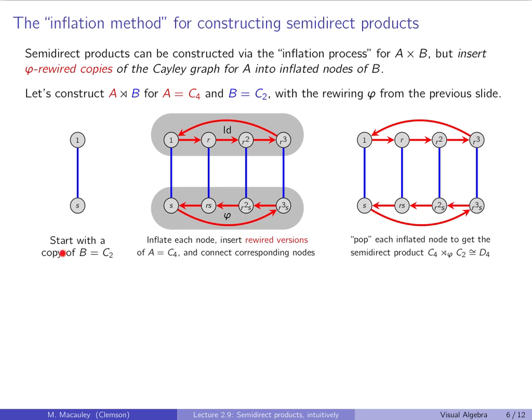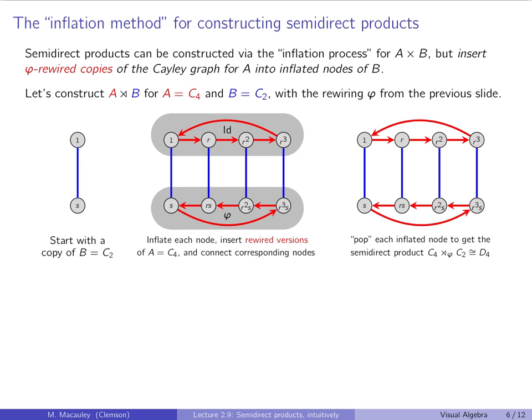So we start with a copy of B, and here's a mnemonic: B for balloon and A for automorphism, which is a rewiring. I get these confused all the time, so I literally go back to this mnemonic and use it myself. So we start with a copy of B, and we inflate each node into balloons, and then we insert rewired versions of A into each node. And this node will put the identity rewiring, and this one will put the non-trivial rewiring. And then we connect up the corresponding twins of nodes because there's an edge between the original two nodes.